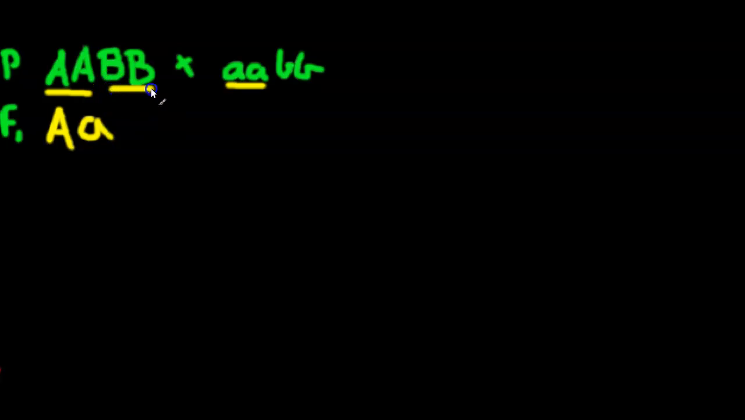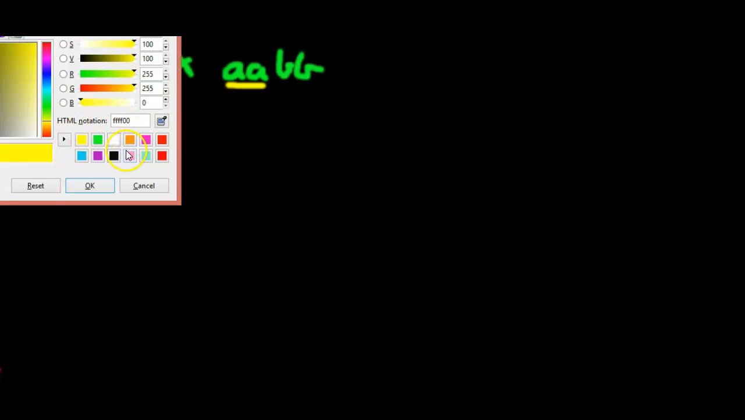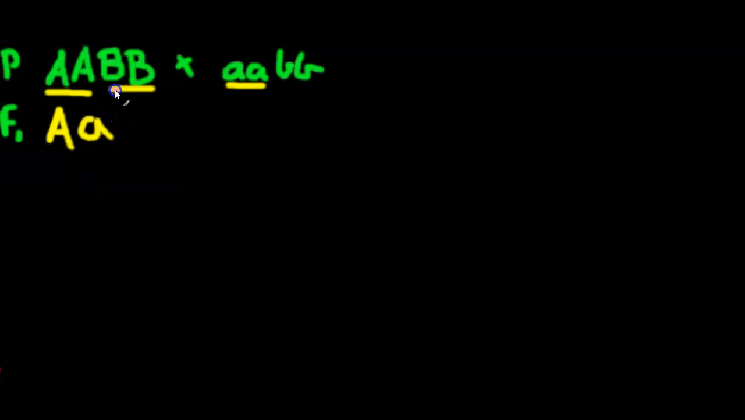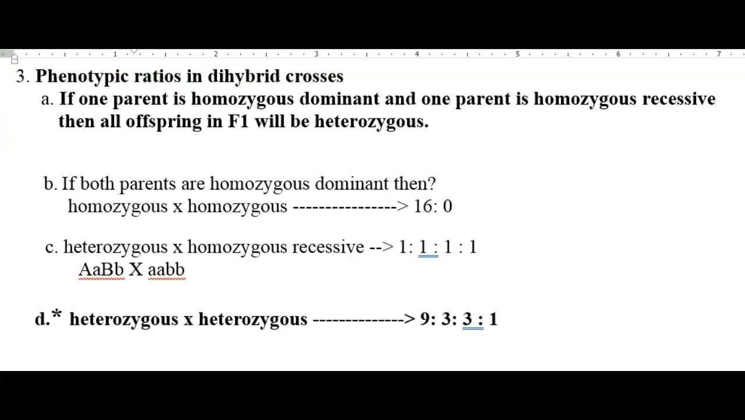Look over here. Let's do a different color. This one right here only has dominant alleles to give. Remember, each offspring is only going to get one of them. And this one only has little b's. So all the offspring, all the F1s, would be heterozygous for both traits.